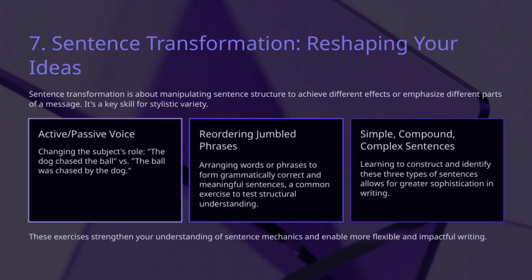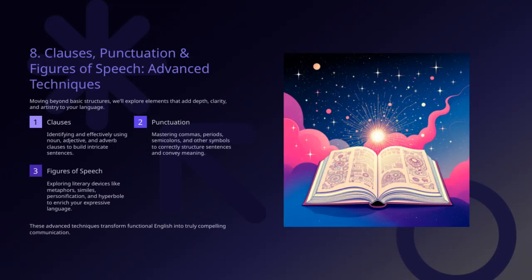Manipulating sentence structure allows us to emphasize different parts of our message or achieve stylistic variety. It's a powerful tool for shaping how our ideas are perceived. Overall, learning to reshape your sentences is about more than just grammar. It's about enhancing your style and clarity. It gives you the ability to communicate your ideas more effectively and creatively, fitting perfectly into the broader theme of developing your writing skills. Now, let's look at how these advanced techniques can truly elevate your communication.